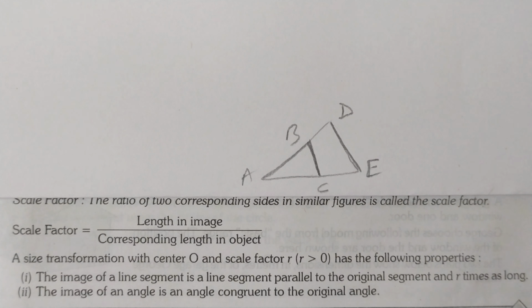The next property: the image of an angle is an angle congruent to the original angle. When two angles are similar, their measures are the same. When two line segments are similar, their ratio is the same. But when angles are similar, their measures are the same. A 30-degree angle is congruent only to a 30-degree angle, and similar only to a 30-degree angle.